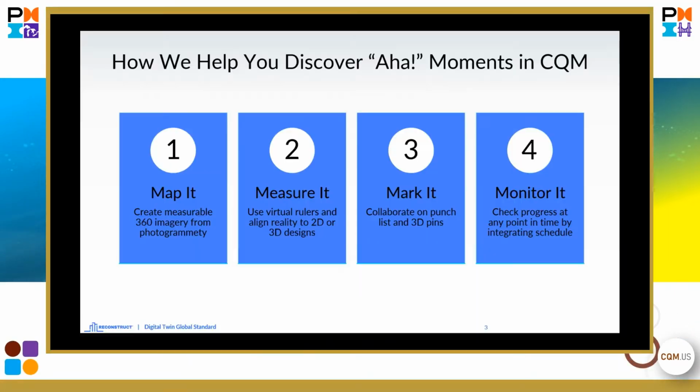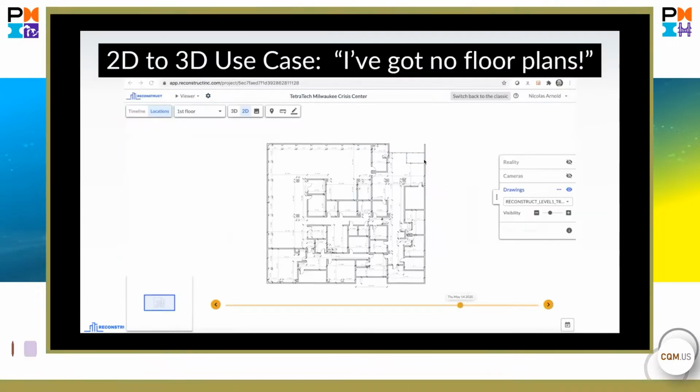And mark it. This is where collaboration comes in. Mark it up, so you're creating your to-do lists, or your punch lists, or maybe RFIs, heaven forbid. You mark it up so you can collaborate on the issues you care about as a team. And then monitor it. How's this tracking over time? Whether it's in the past, or, as I'll show you, a little simulation into the future as well, where we tie together BIM and reality capture.